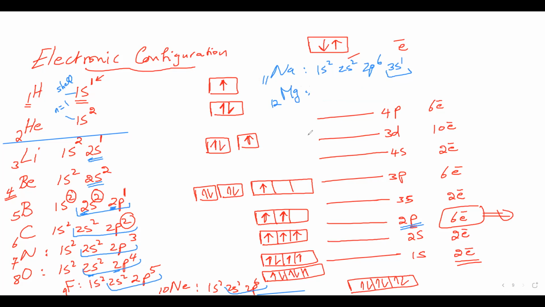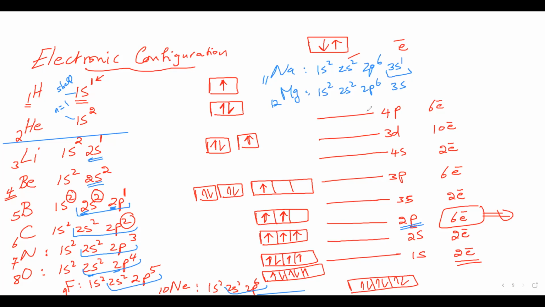Omar, can you give me the electronic configuration of magnesium? 1s2, excellent. 2s2, excellent. 2p6, excellent. 3s6, miss. Why 6? The s orbital cannot be filled by more than 2 electrons, isn't it?